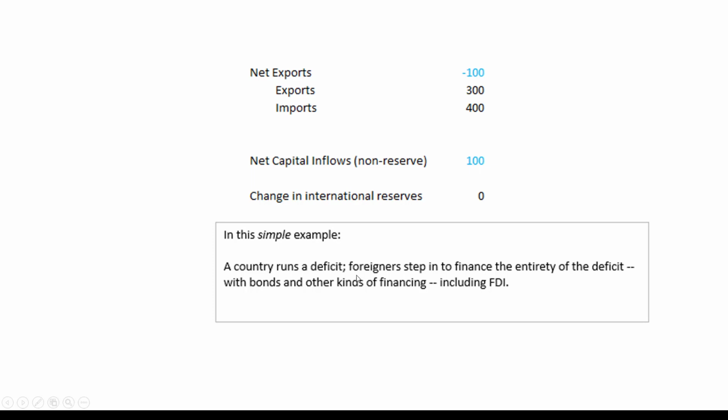Maybe through bonds, maybe through other kinds of financing, including what we call foreign direct investment. It could be that a country is purchasing more than it is selling to the rest of the world, and that corresponds to foreign firms coming in to that country and making a physical investment and taking some ownership stake. That's what we call foreign direct investment.